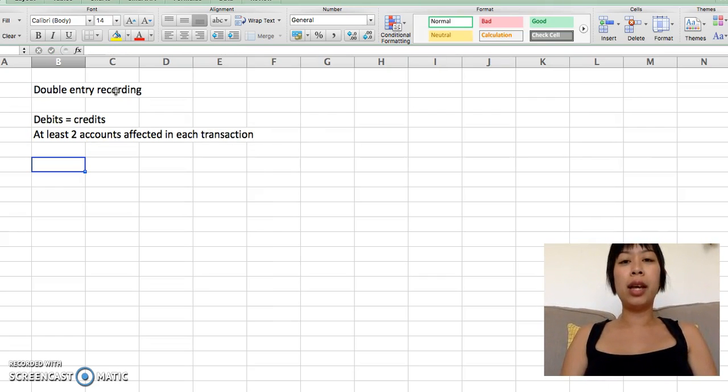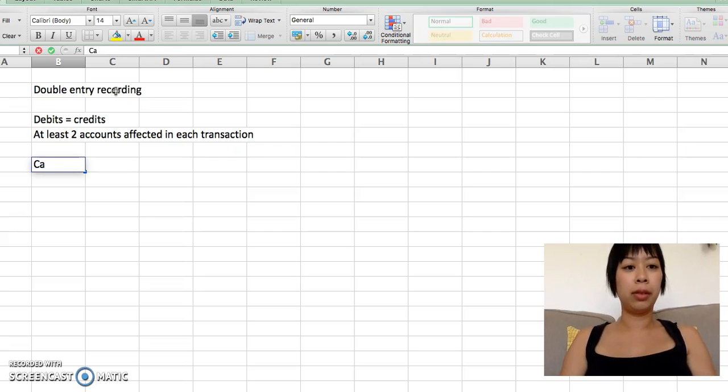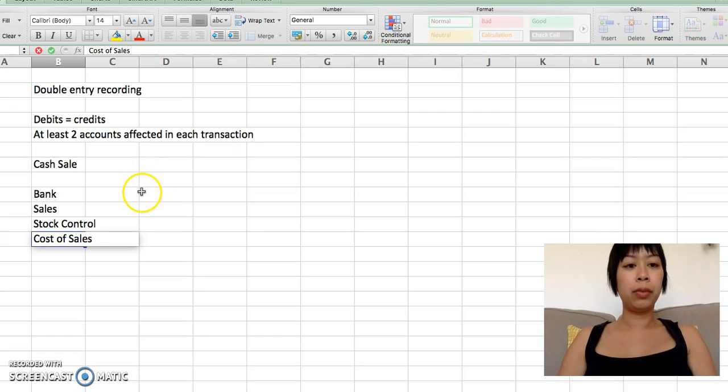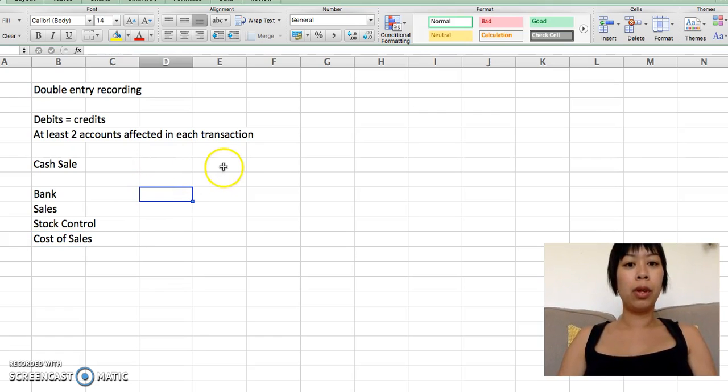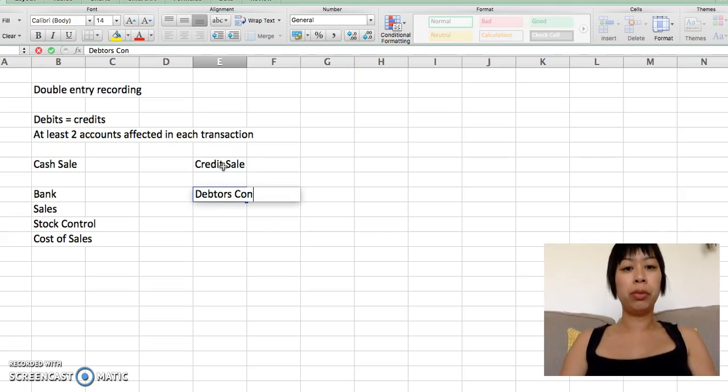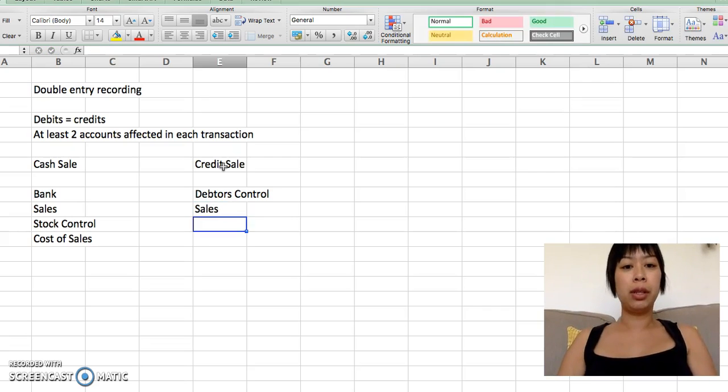So looking at a cash sale, there's always 4 accounts affected. They would be bank, sales, stock control, and cost of sales. For a credit sale, it would be debtors control, sales, stock control, and cost of sales.